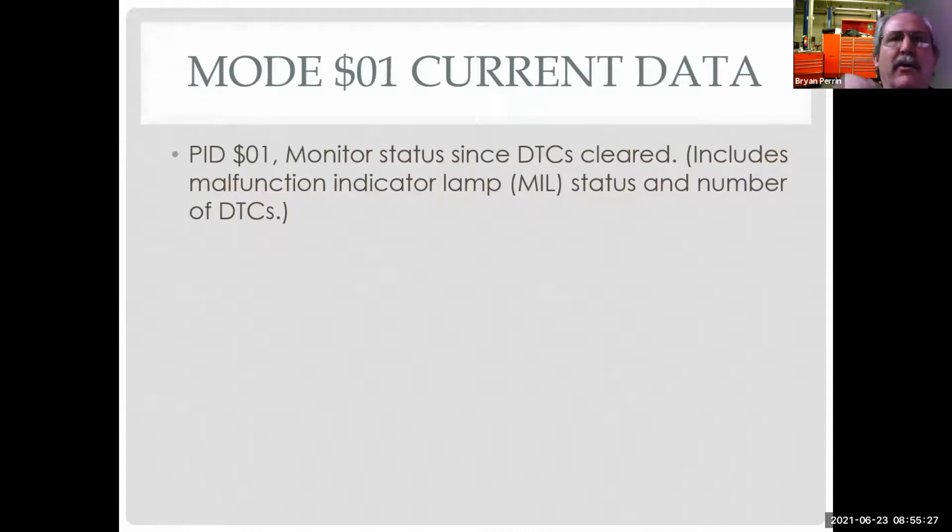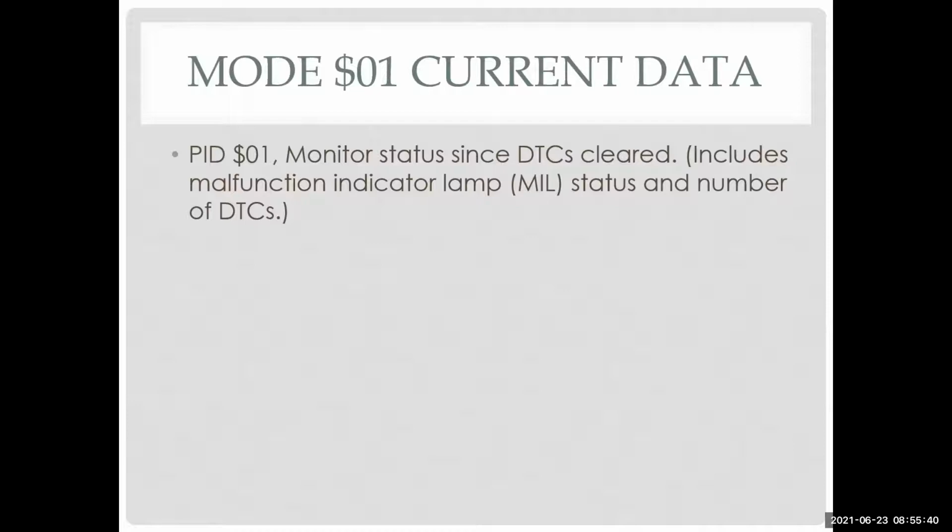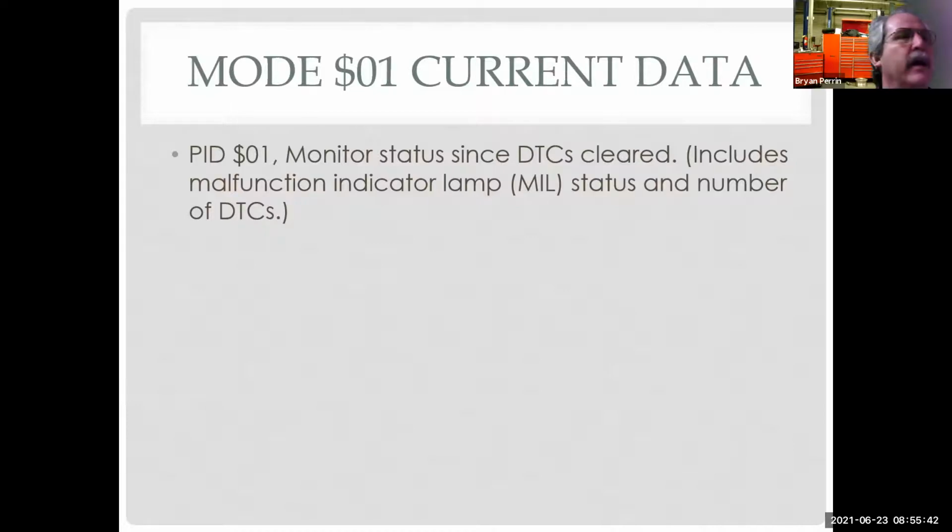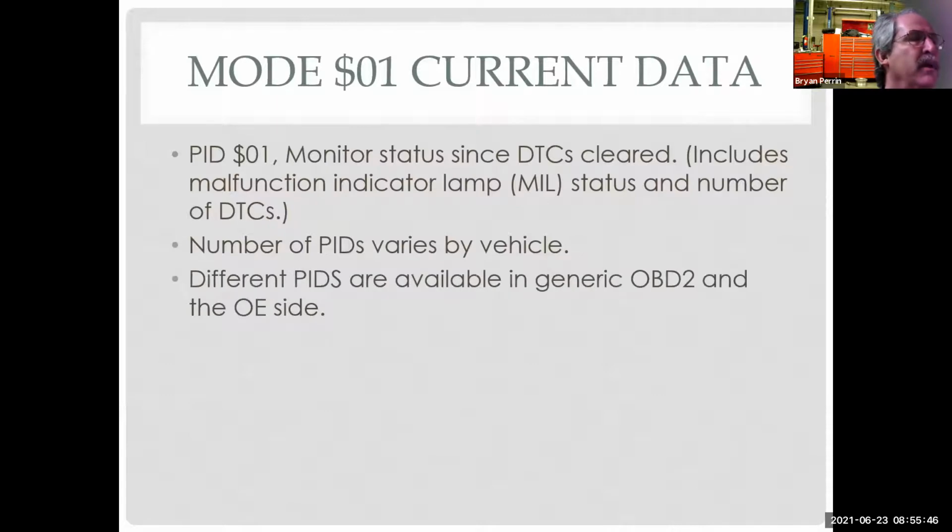Not every vehicle has someone home at every address. Some scan tools will look at all the addresses and give you all the information. Other scan tools only stop at 15 addresses. Here's who we're going to go look at. So it really varies a lot. The number of PIDs varies by vehicle. We can see different PIDs are available in generic OBD2 and the OE or enhanced side. So I'm going to see different PID values based on which side of the computer I'm looking at.